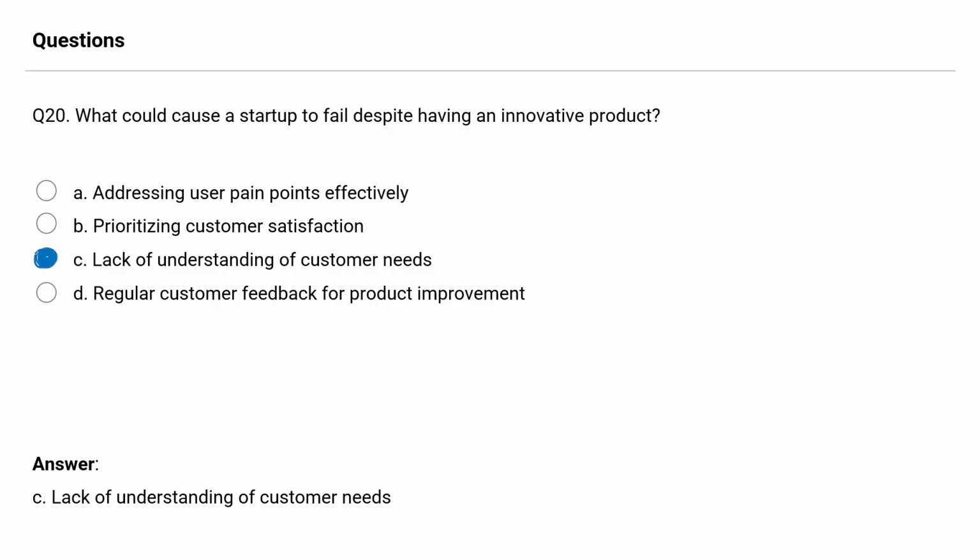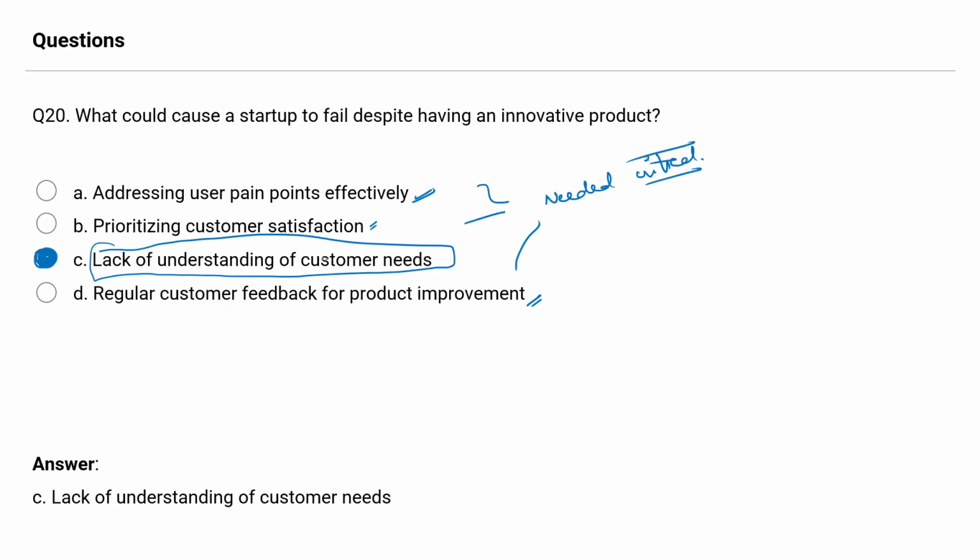Okay. If you see the other options, it says addressing the user's pain points effectively. Yes, you need to do it. Prioritizing the customer satisfaction, that is also very much required. Regular customer feedback for product review, that is also required. So the failure could only happen because of lack of understanding of customer needs, because the other options are basically needed. These are critical steps. But if you don't have a good understanding of customer needs, even if your product is innovative, you have secured a patent of it, it won't be a success.